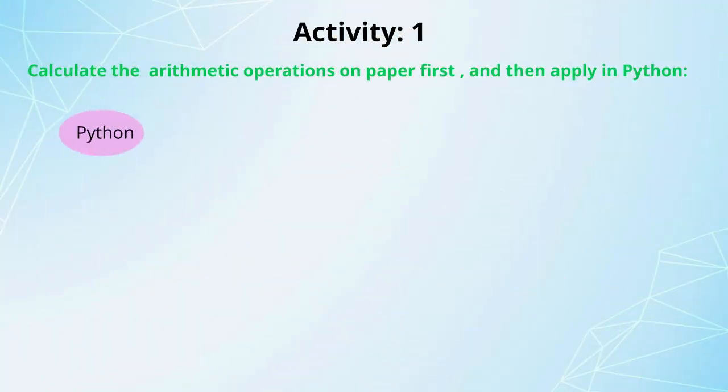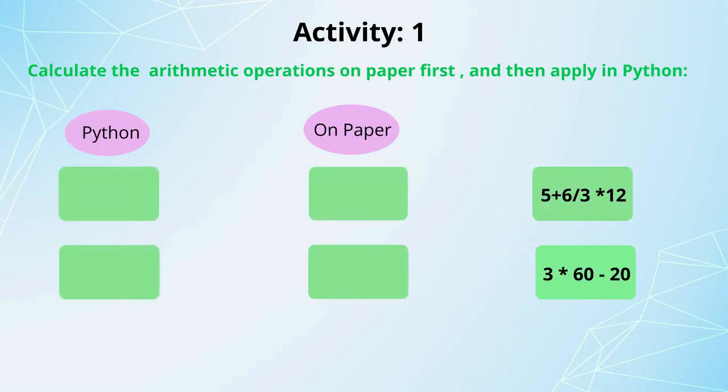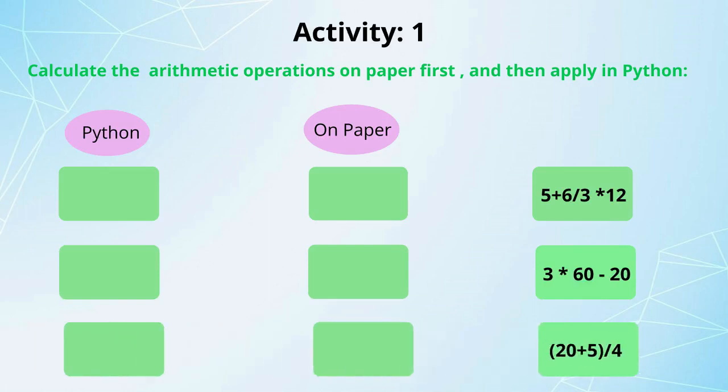Activity 1. Calculate the result of the arithmetic operations on paper first, and then apply these operations in Python. 5 plus 6 divided by 3 multiplied by 12. 3 times 60 minus 20. 20 plus 5 divided by 4.